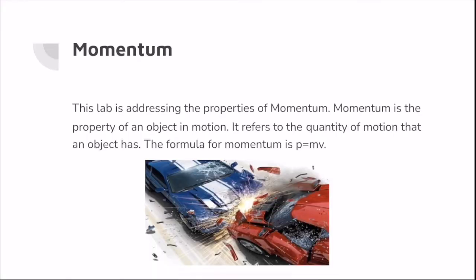One of the main concepts addressed throughout the lab report is momentum. This is the property of an object in motion. It measures an object's tendency to move at a constant speed along a straight path. Momentum depends on speed and mass, which is represented by the formula P equals mv. To calculate the momentum of a moving object, you multiply the mass of the object times its velocity. Momentum is a vector, which means that momentum is a quantity that has a magnitude or size in a different direction.